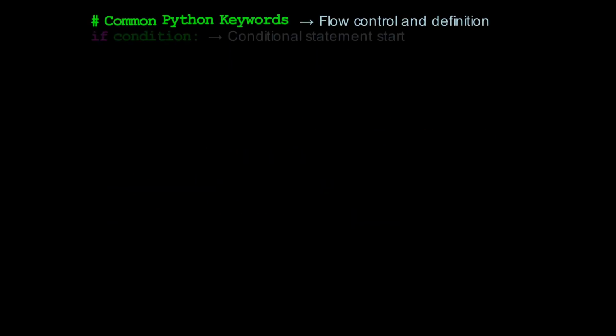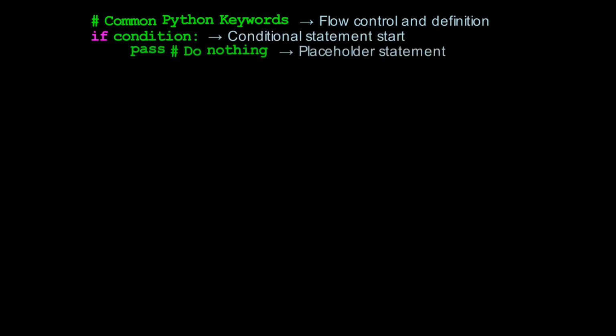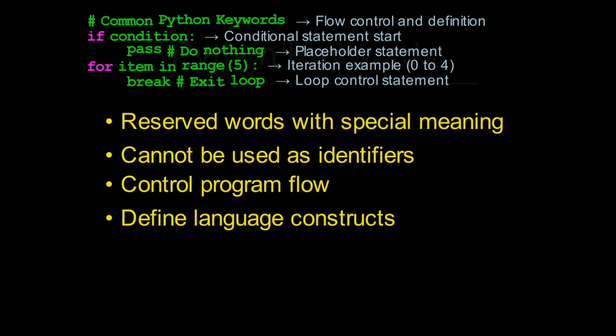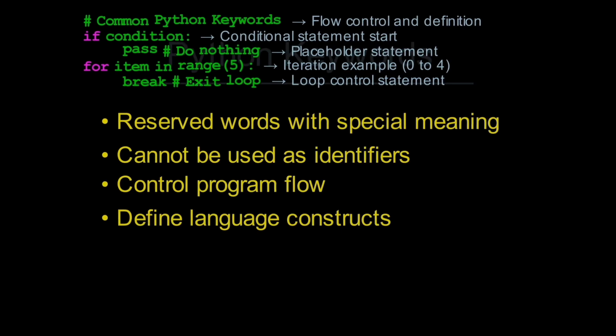Key categories are control flow keywords such as if, else, elif for decisions, for, while for loops, break, continue, pass for loop control, and definition keywords def for functions, class for classes, return for the function outputs, and the logical keywords such as and, or, not for boolean operations, is, in for comparisons.